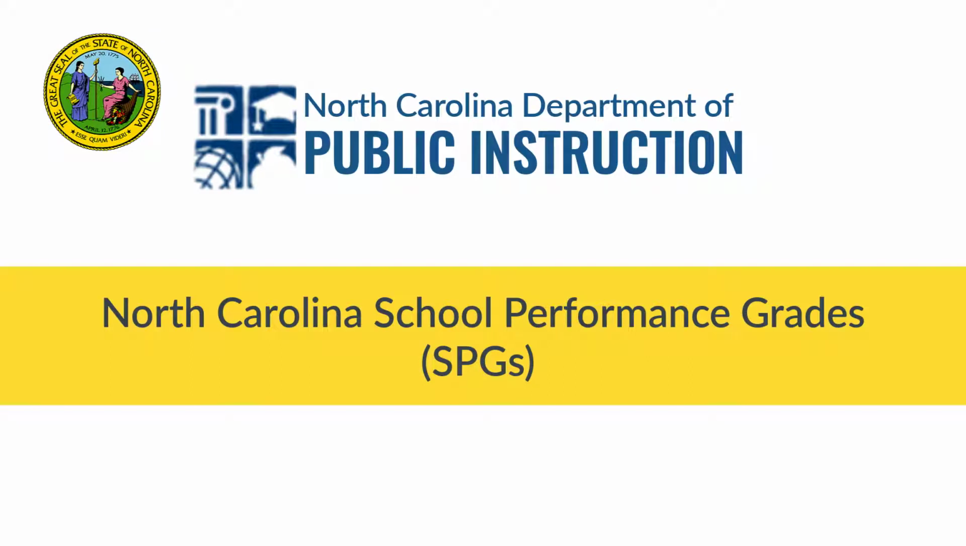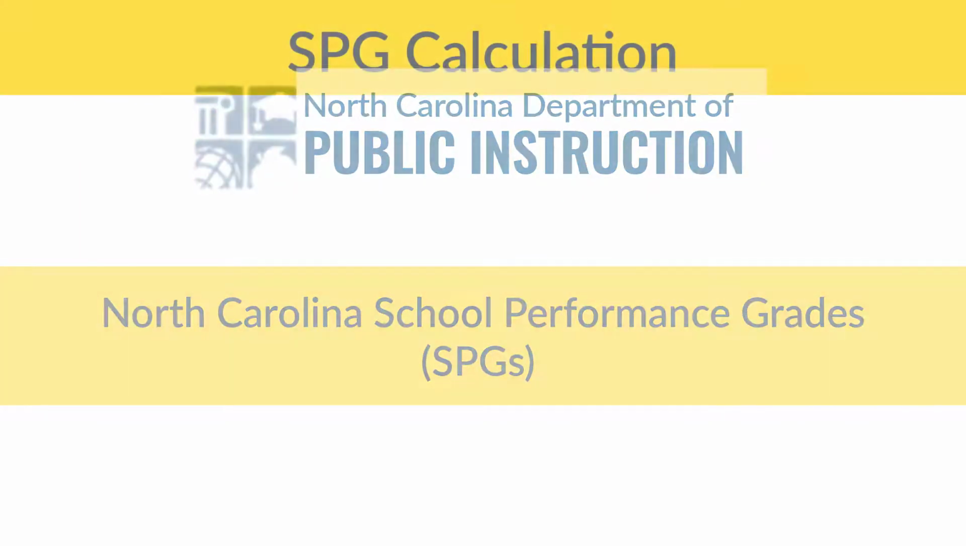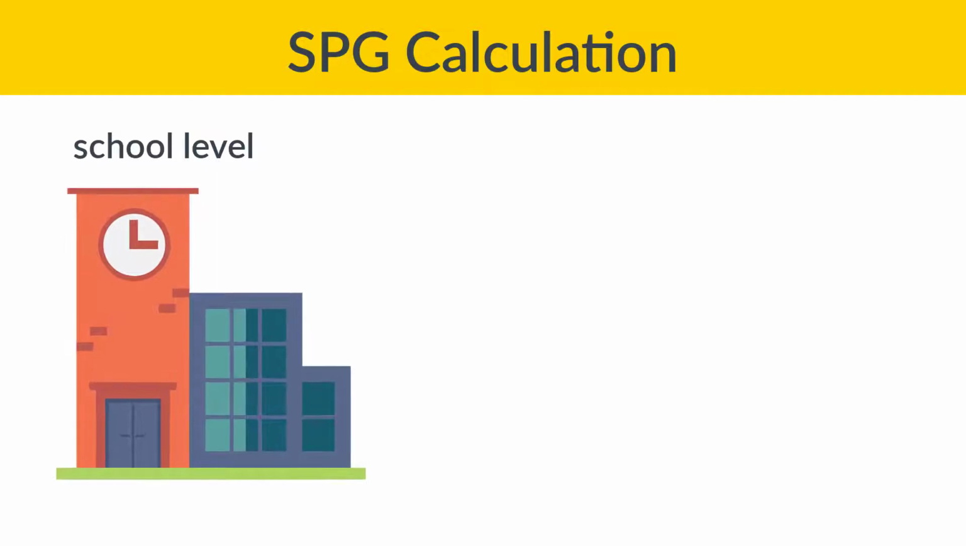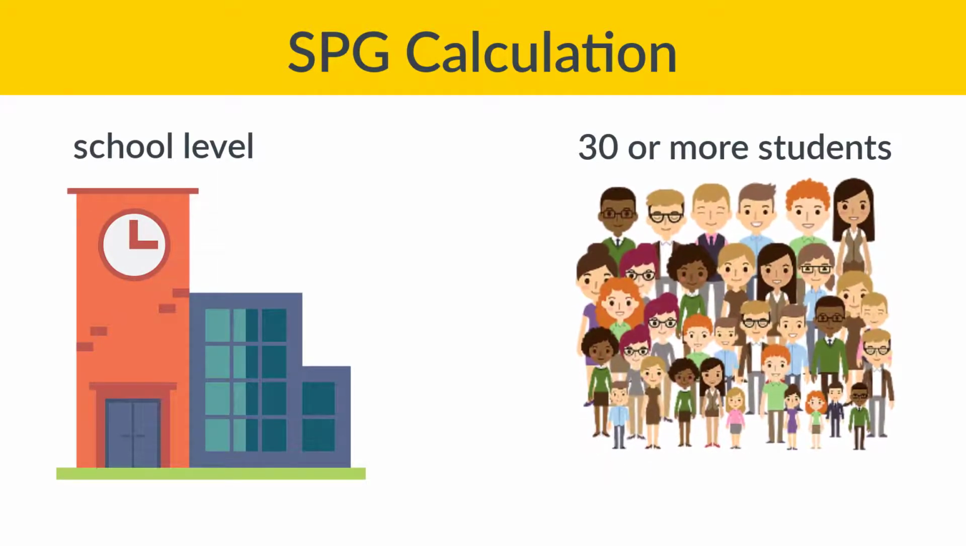The SPGs were originally developed based on North Carolina state law. When the Every Student Succeeds Act, or ESSA, was enacted at the federal level, the ESSA State Plan for Meaningfully Differentiating Schools was based directly on the model set forth in North Carolina law. SPGs are calculated at the school level and for student groups with 30 or more students in the group.